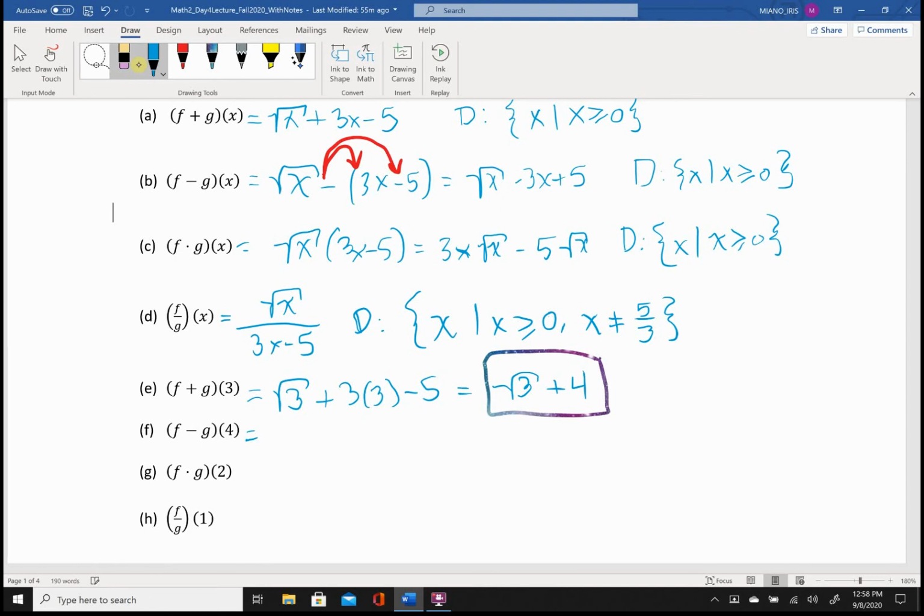What was f minus g of x? Well, that was this guy right here, the square root of x minus 3x plus 5. So plug in a 4 every time you see an x, and we can go from there. Oh, sorry. No, that's right. Plus 5.